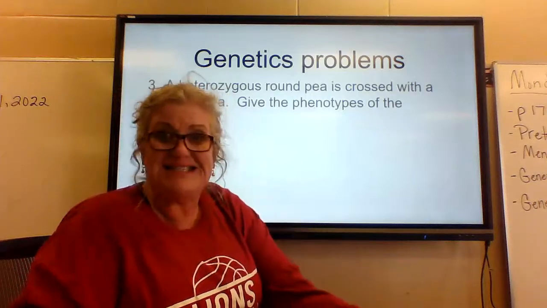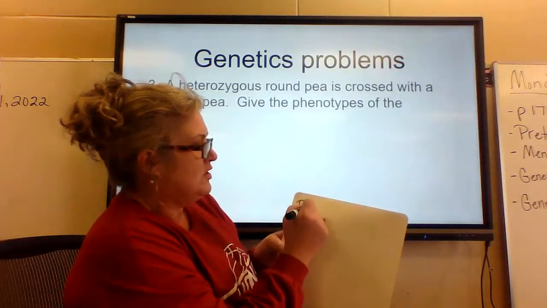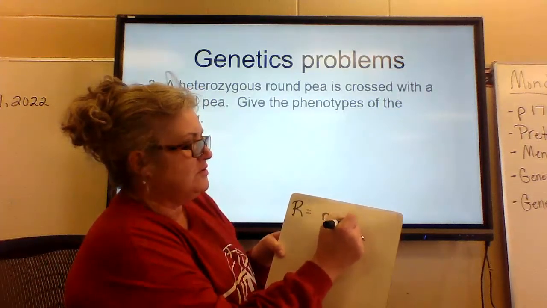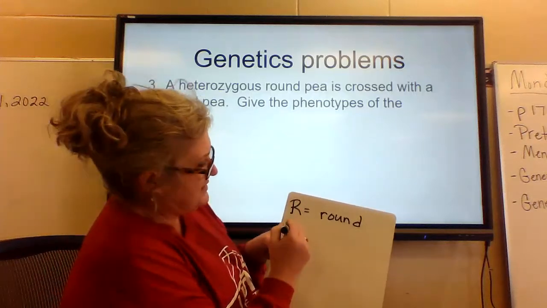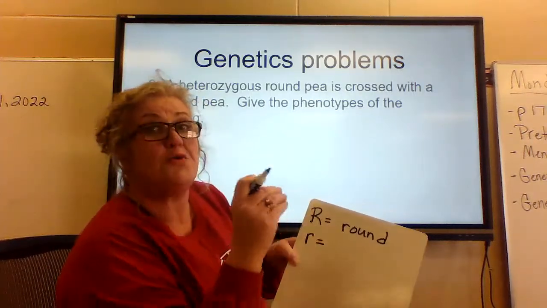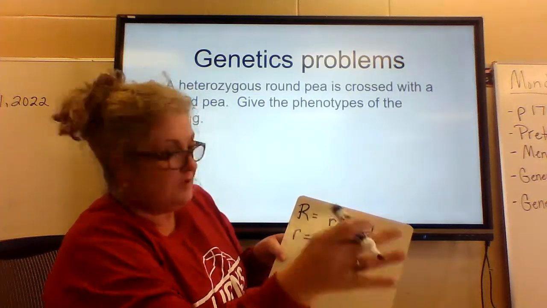So let's assign our letters now. If round's dominant, I'm going to use a big R. So big R means round. And the other choice, wrinkled, is going to be the little r because it's recessive. It only shows if dominant doesn't come that day. Doesn't show up, right? Okay.